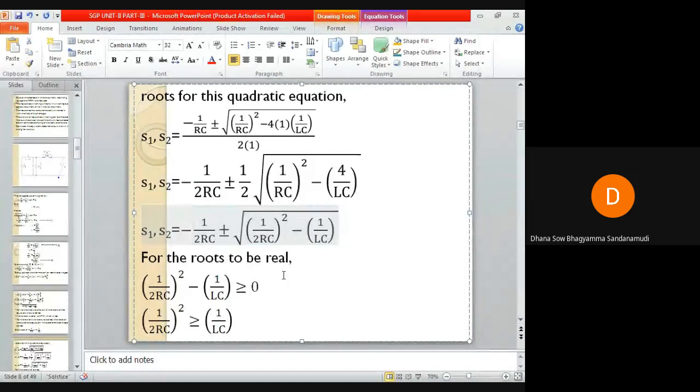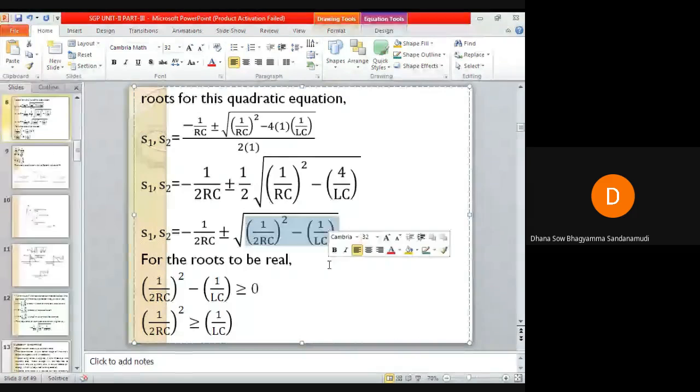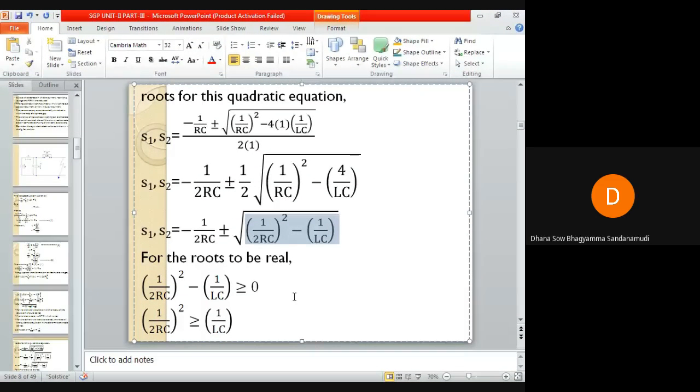Assume it is greater than or equal to 0. For the roots to be real, the expression within this root must be greater than or equal to 0 for these roots s1 and s2 to be real. So consider the expression within the root: (1 by 2RC) whole square minus 1 by LC greater than 0. To simplify it further, you send this 1 by LC to the right hand side.